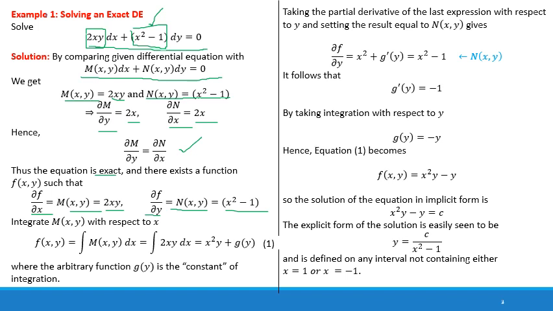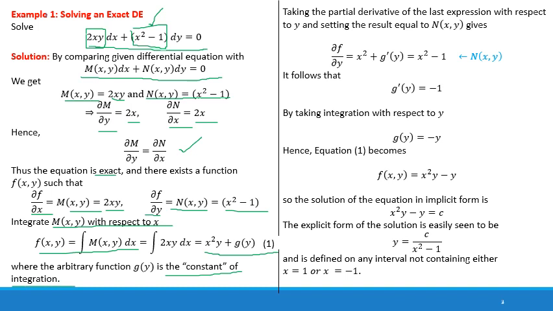Now we can solve this equation for the solution, and for the solution we can use function M or function N. So in this problem we are using function M for the solution of the given differential equation. We will integrate function M with respect to x by using this formula, and we will get the answer x square y plus g of y. So this is equation 1, where g of y is the constant of integration.